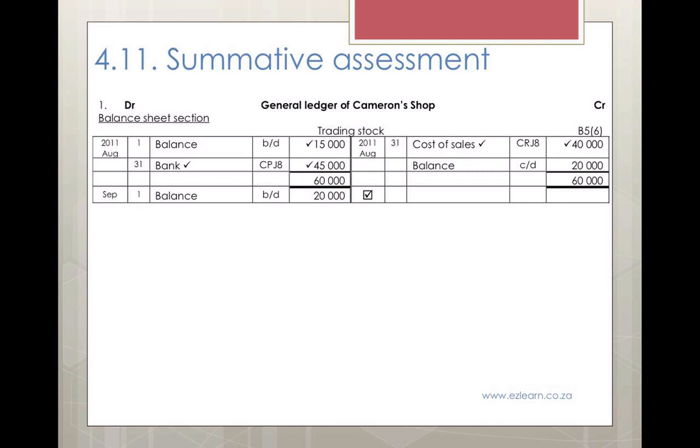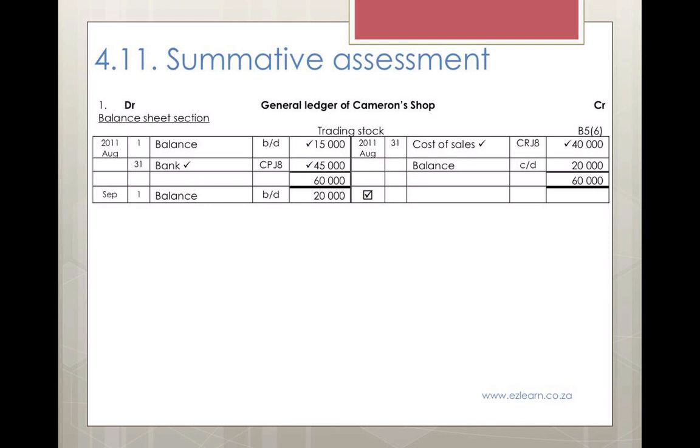The trading stock account, after following this methodology, should look as follows. It's an asset, so it would increase on the debit side and decrease on the credit side. In other words, stock coming in would be debited and stock going out credited. As you mark, make sure that you give yourself ticks in the right places so that you can see how you would have done if this was a real test, which hopefully you did complete under test conditions.